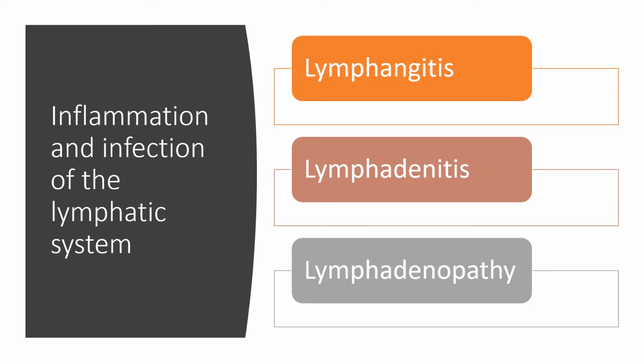So let's start with lymphangitis. Lymphangitis refers to the inflammation of a lymphatic vessel. Lymphadenitis refers to inflammation of one or more lymph nodes. And lymphadenopathy refers to an enlargement of the lymph nodes. So remember, the lymph nodes act as defense barriers and are secondarily involved in virtually all systemic infections and in many neoplastic disorders that arise anywhere in the body.